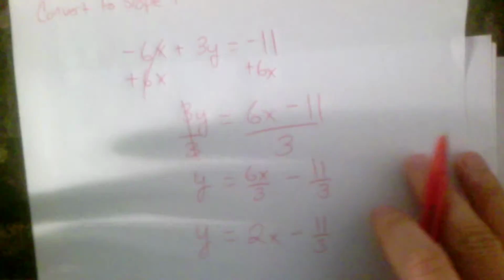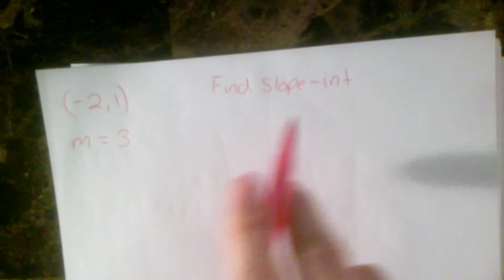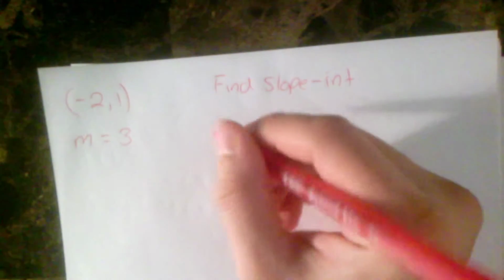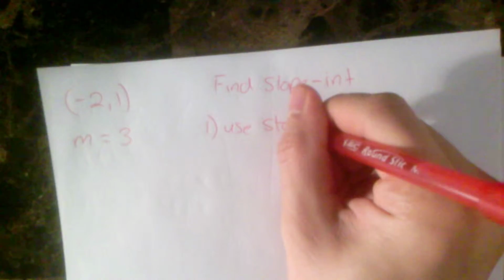All right, and then I'm going to give you this. Find slope-intercept form using a given point and slope. They're just going to give you a point like negative 2, 1, and they're going to say m equals 3. This one's a little bit different. They're not asking you to graph it. They're asking you to find slope-intercept, which is again y equals mx plus b. But the problem is that they don't give you slope and y-intercept. They give you slope and a random point. If they don't give you a y-intercept, what you have to do is use standard form.